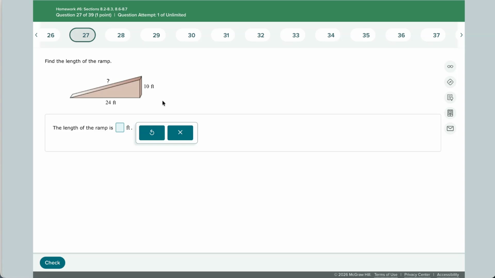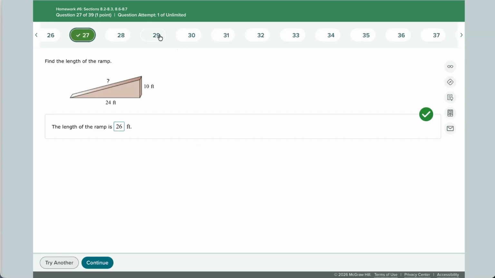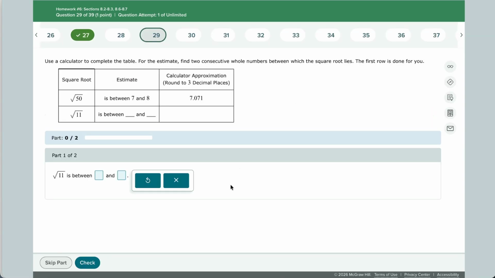So I'm going to do 24 squared plus 10 squared, and I end up with 26. And it makes sense because the hypotenuse has to be the longest side. And then you have some problems where you are going to estimate, right? Because you want to understand where the square root would end up as a decimal. So you just need to do the square root on a calculator, okay?